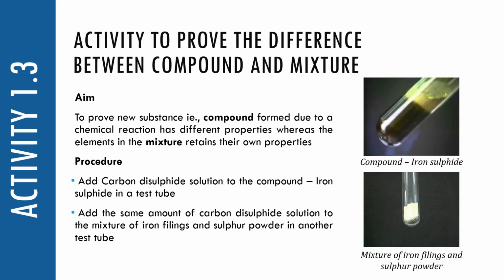Yet another activity to prove the difference between compound and mixture. To prove a new substance, that is a compound, formed due to the chemical reaction has different properties when compared to its constituents, whereas the elements in the mixture retain their own properties. Now, add carbon disulfide solution to the compound iron sulfide in a test tube. Add the same amount of carbon disulfide solution to the mixture of iron filings and sulfur powder in another test tube.